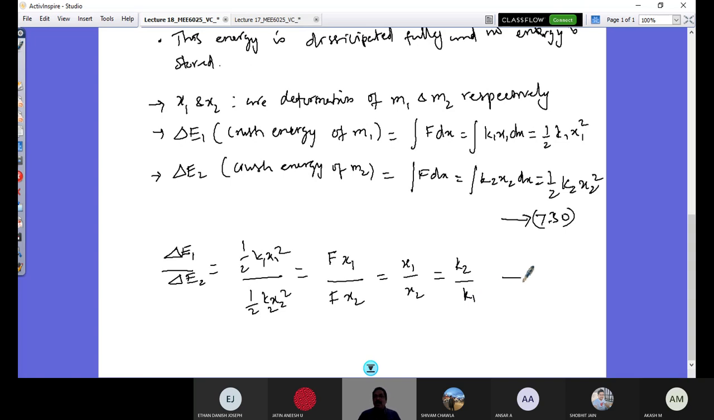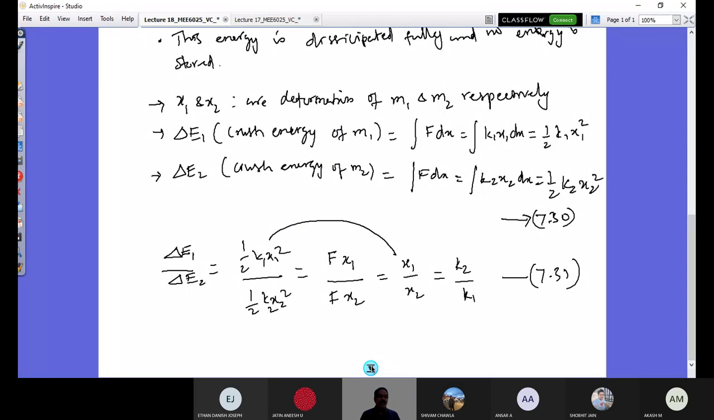So let's call this equation 7.31. I hope you understand these ratios. It is the energy ratio of the individual vehicle crush energy, that is force into X1, force into X2, the force goes off, so X1 by X2. So this is equal to this when I do K1 X1 by K2 X2 equals 1. That is why you get X1 by X2 equal to K2 by K1. So you understand this now.